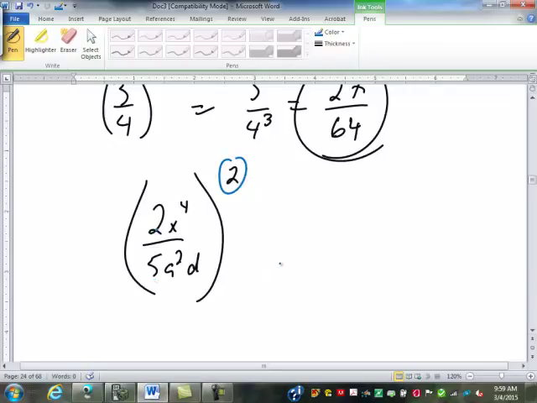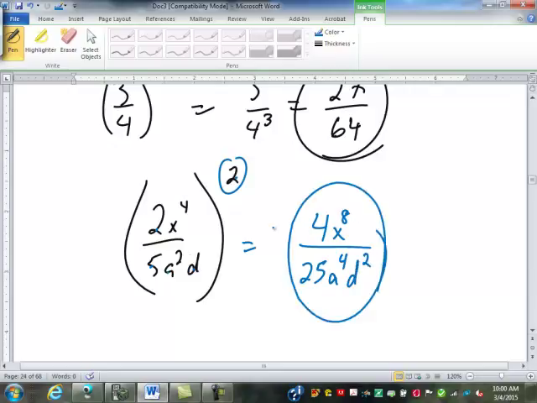What is 2 to the power of 2? 4. X to the 4th to the power of 2, multiply the powers. 4 times 2 is 8, so x to the 8th. 5 to the power of 2, 25. A squared to the power of 2, a to the 4. 2 times 2 is 4. And d to the power of 2 is just d squared.